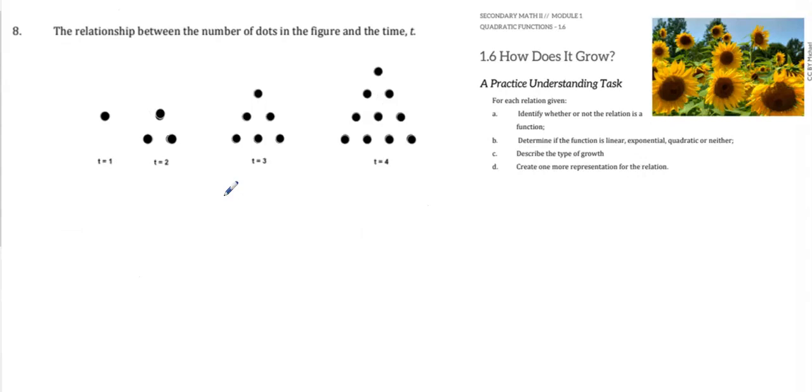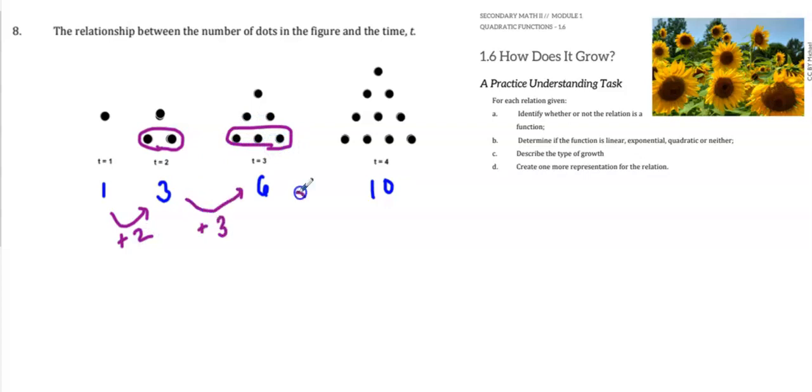The relationship between the number of dots in a figure and the time t. So let's take a closer look at each figure, and let's start by just recording how many dots are in each figure. So when t equals 1, there's 1 dot. T equals 2, there's 3. T equals 3, there are 6. And t equals 4, there are 10. So I can see how this is changing. We're adding 2 dots at first, and then adding 3 dots, and then adding 4 dots.